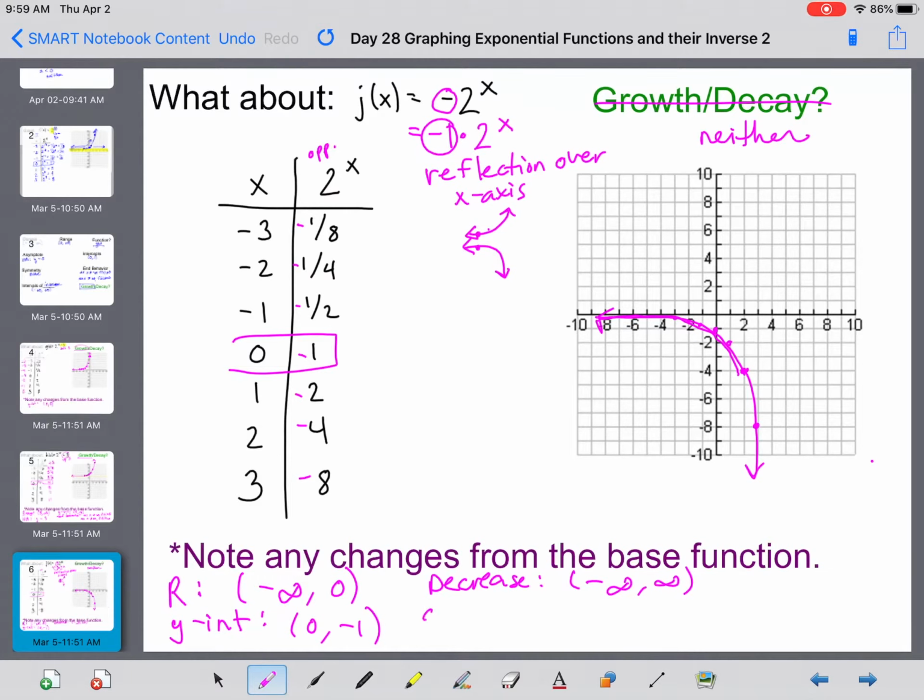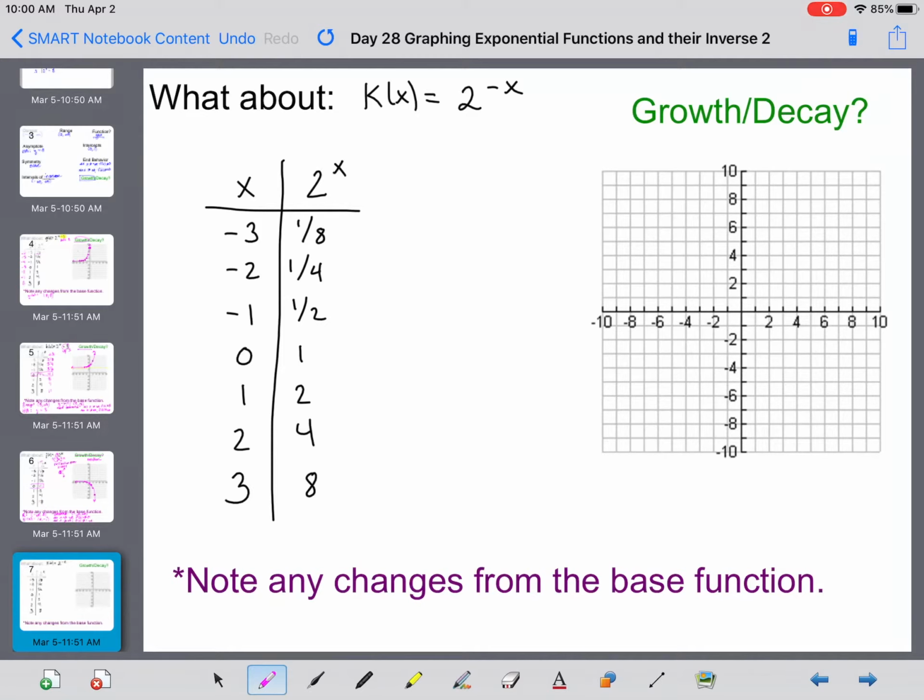And the last thing that's changing here is my end behavior. So as x approaches negative infinity, what are my y values doing? Well, they are still approaching 0. Now they're approaching 0 from below. And as my x values approach positive infinity, so as my x's are getting really, really big, what are my y values doing? Well, my y values are going down to negative infinity.